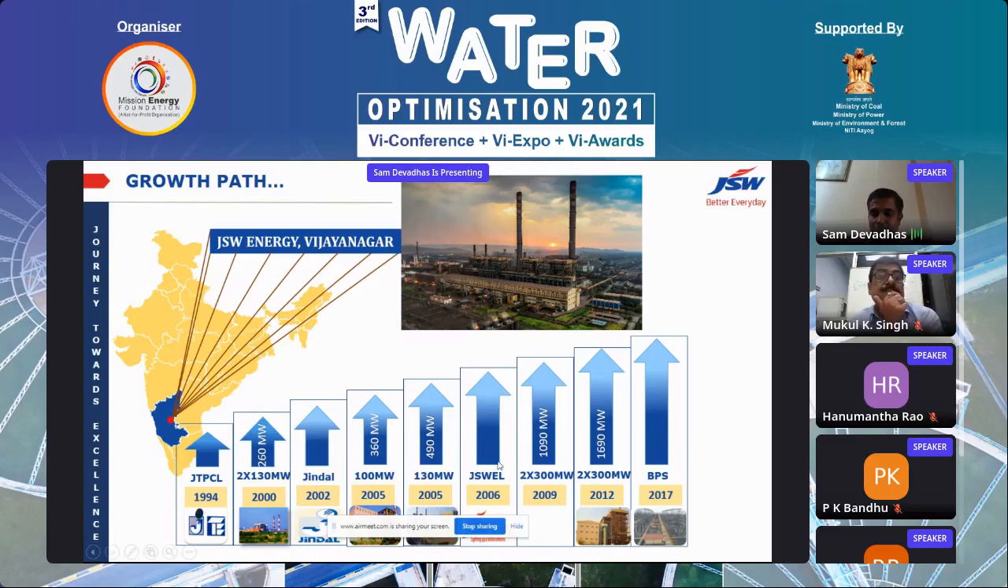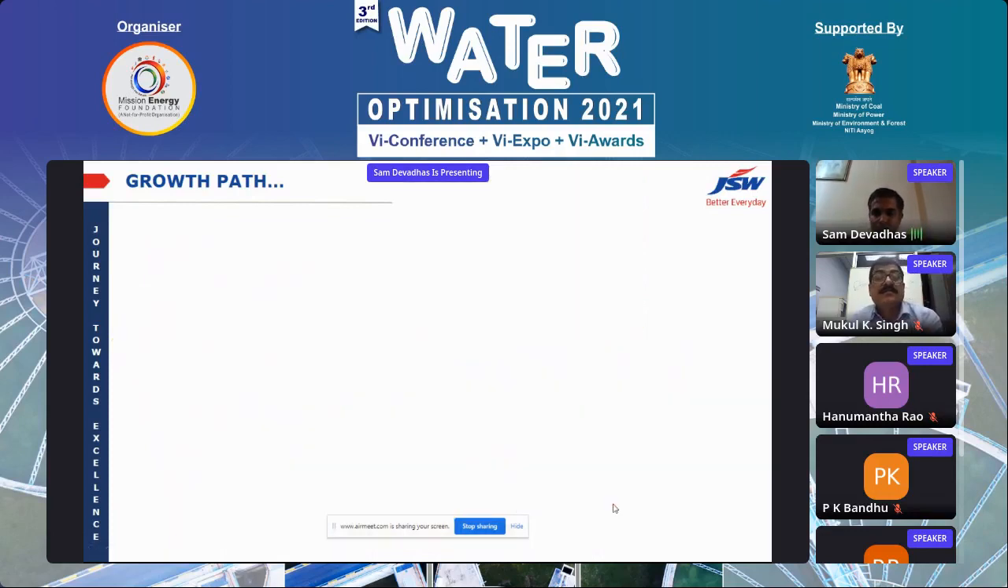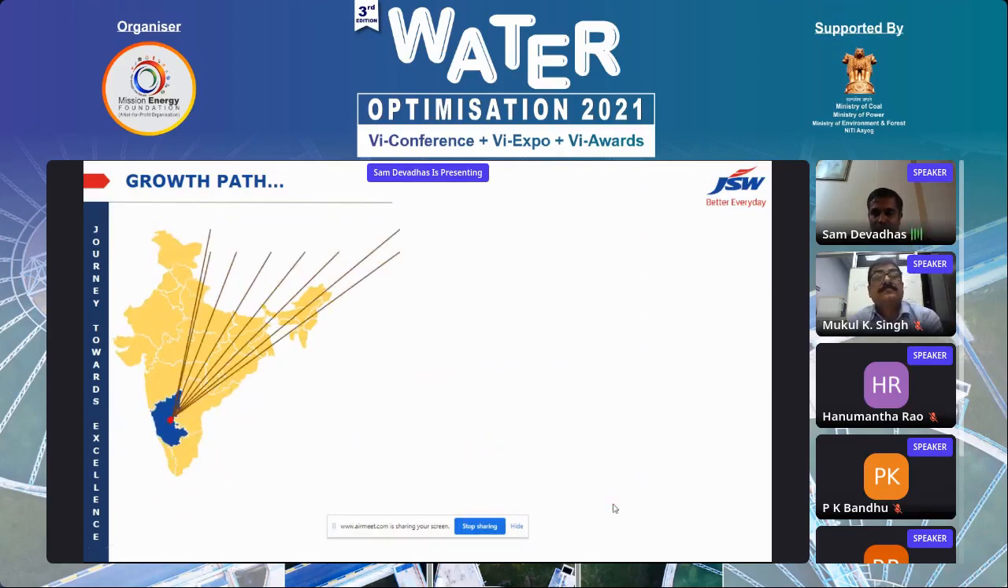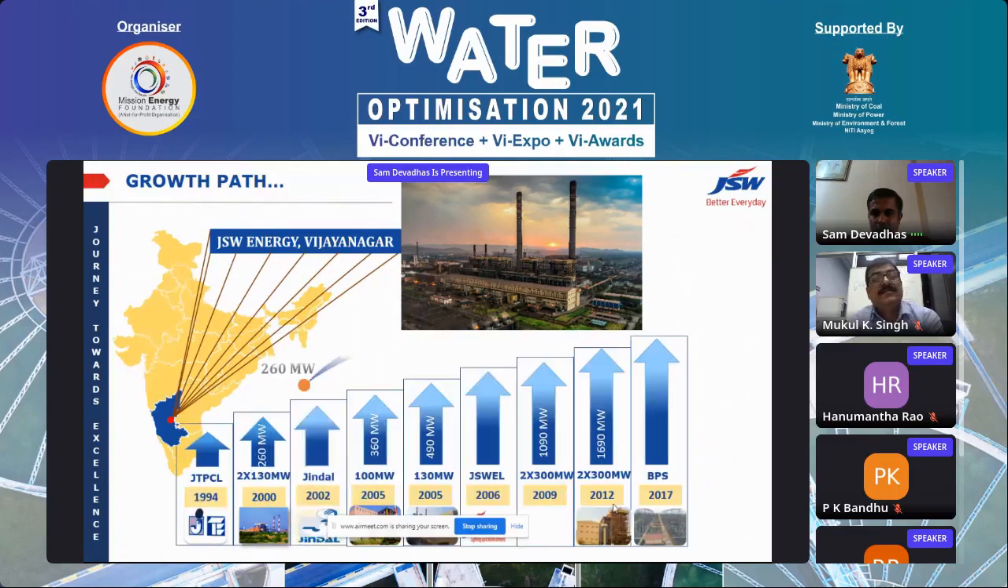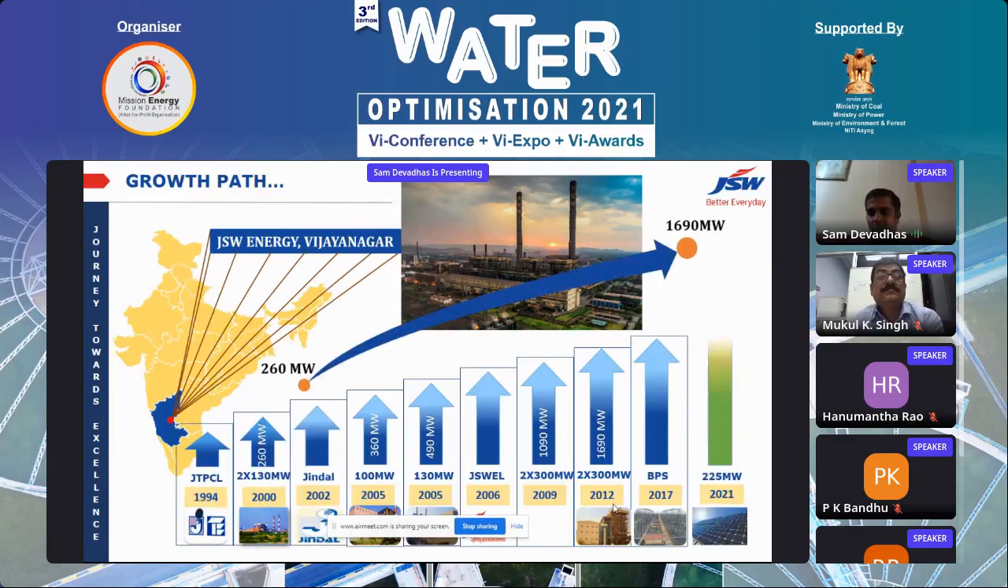In 2006, we started the addition of 300 megawatt into 4. The first phase started in 2009, and the next phase of 300 megawatt we commissioned in 2012. So this is our journey from a mere 260 to 1690 megawatt.